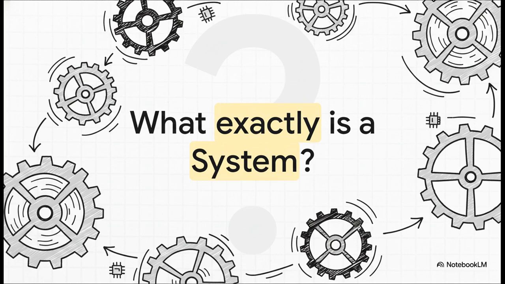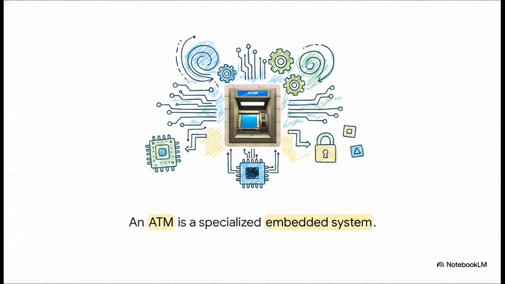And here's the absolutely crucial point. All these subcomponents depend on each other. If just one tiny gear fails, well, the whole watch stops working. Now that we know what a system is, what makes it embedded? Basically, embedded means something is attached to or part of a larger thing.